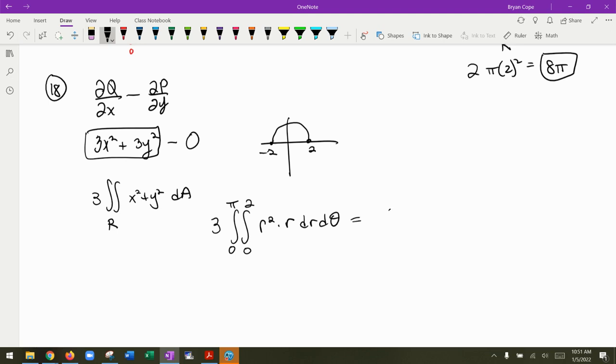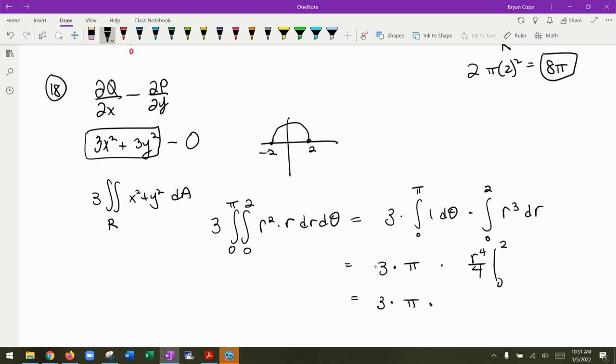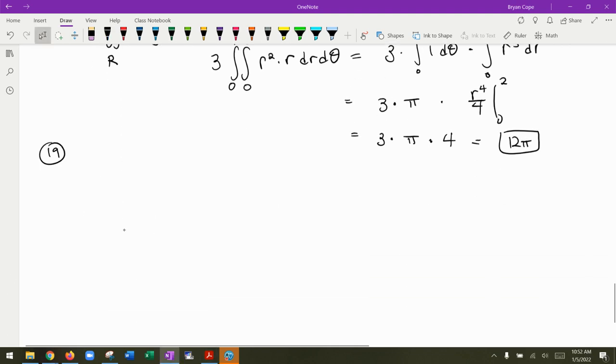This one's separable. So 3 times the integral from 0 to pi of 1 d theta, and then the integral from 0 to 2 of r cubed dr. 3 times pi times r to the 4th over 4. So 3 times pi times 16 over 4, which is 4. Answer should be 12 pi. This is 18, and that's the answer.